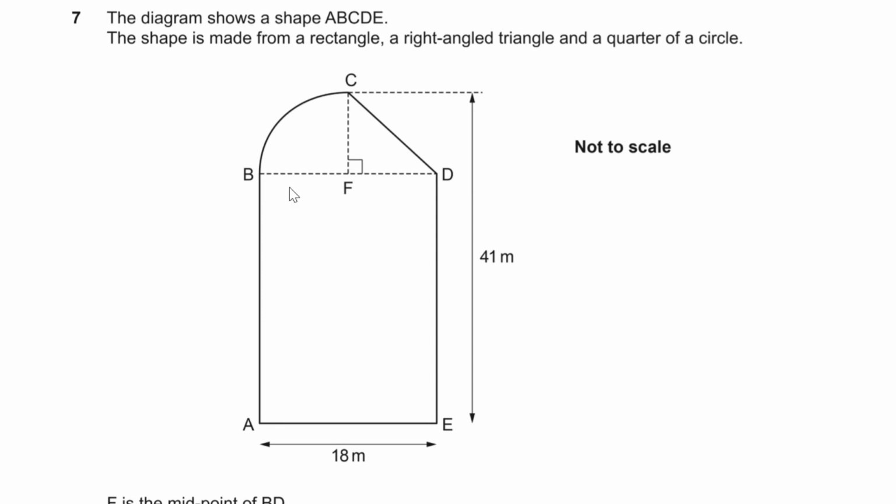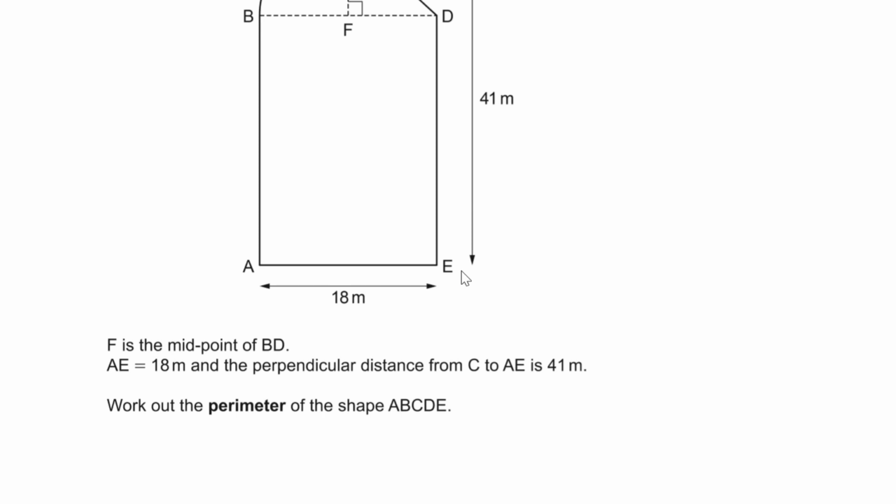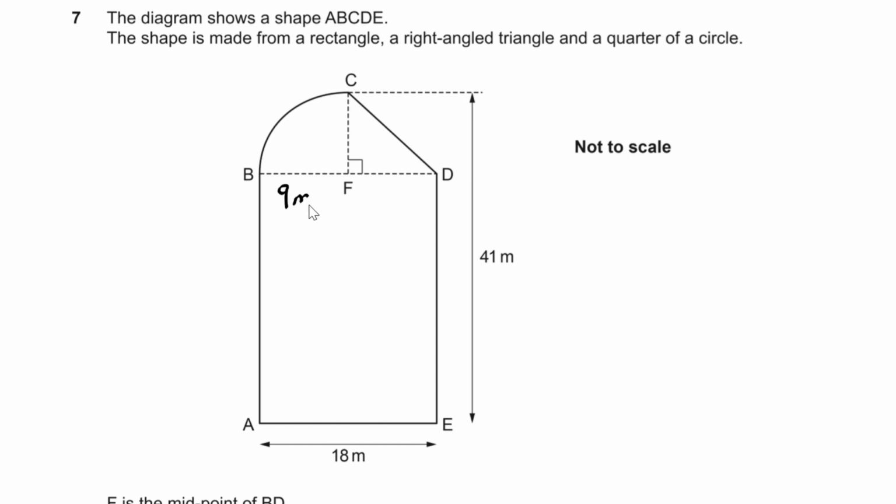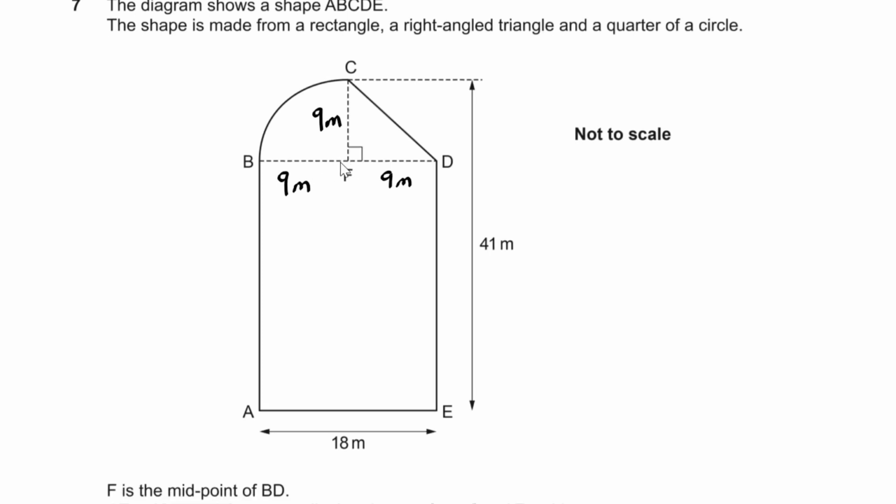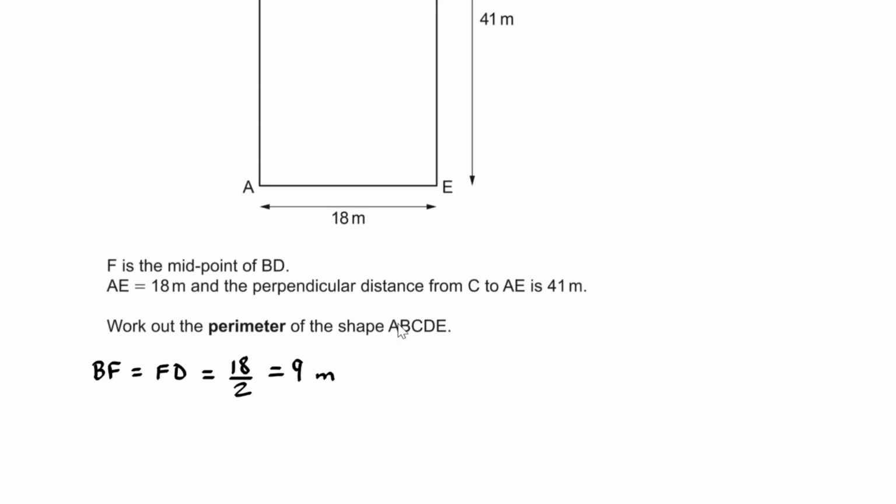If F is the midpoint of BD, then BF is equal to FD, and that's of course equal to 18 divided by 2, which is 9. So we have 9 meters here, and also here. And also this length here is 9 meters, because we've got a quarter of a circle, so the radius will be the same. So therefore CF is also equal to 9 meters.